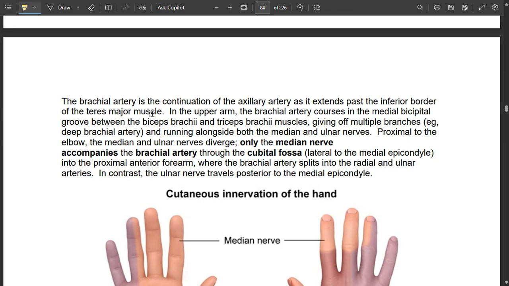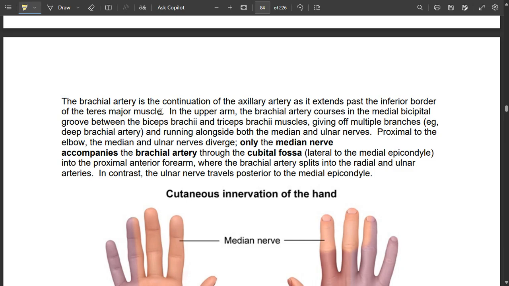Okay, the brachial artery is the continuation of the axillary artery as it extends past the inferior border of the teres major muscle. So the brachial artery is actually the continuation of the axillary artery, and from the inferior border of the teres major muscle, the same axillary artery is named the brachial artery.